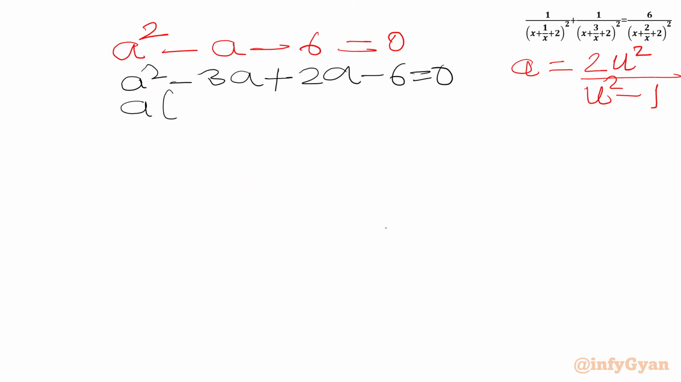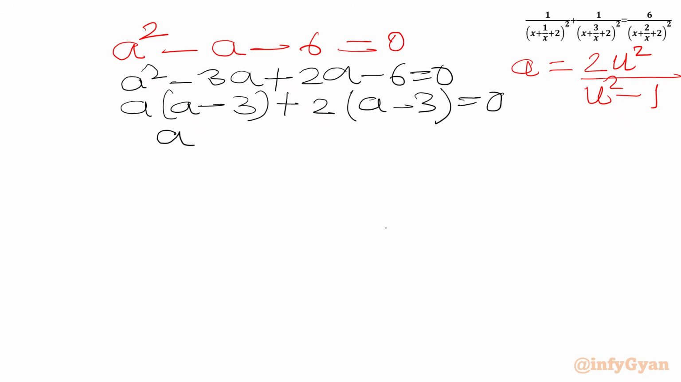From the first two terms we will take a common, so a minus 3 will be in the bracket. From the next two terms we will take 2 common, and we will rewrite a minus 3 in the bracket, equal to 0. So we can take a minus 3 common out. We will get a plus 2 equal to 0.